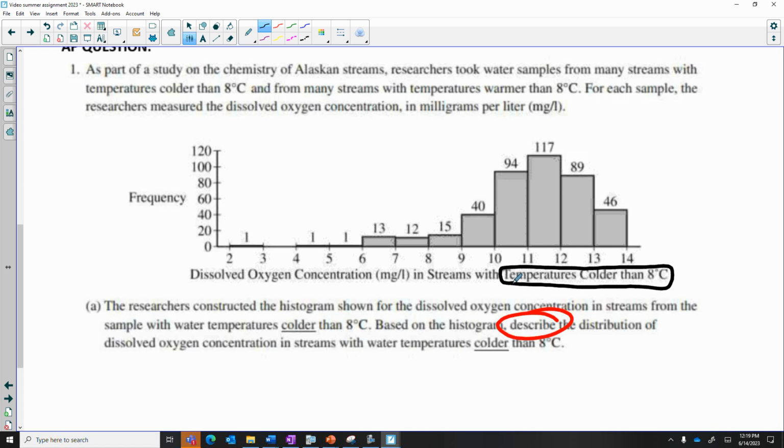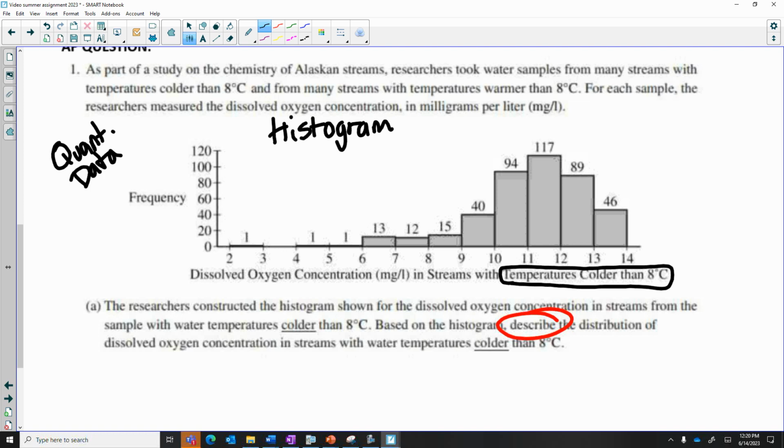The researchers constructed a histogram shown for the dissolved oxygen concentration in the stream. So this is a histogram. Notice the bars touch, and it is quantitative data because it is numeric. The dissolved oxygen content is measured in milligrams per liter, and that is quantitative data. So keep that in mind, it's numeric. Based on the histogram, describe the distribution of the oxygen content in the streams colder than 8 degrees Celsius. So they want you to describe this graph, okay?